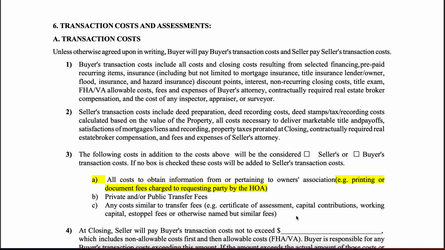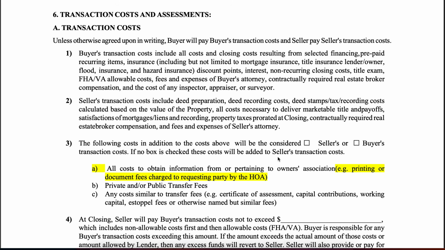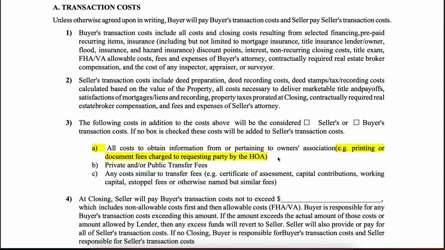So what we did is we broke out buyer and seller cost, and we're going to make those separate paragraphs so it's very clear what is the buyer's transaction cost, what are the seller's transaction costs. Number 3 is what is currently your second paragraph, and that is saying, hey, the following costs are in addition to those that are in 1 and 2, and they'll either be a buyer cost or a seller cost, and if you leave that blank, they automatically become a seller cost.